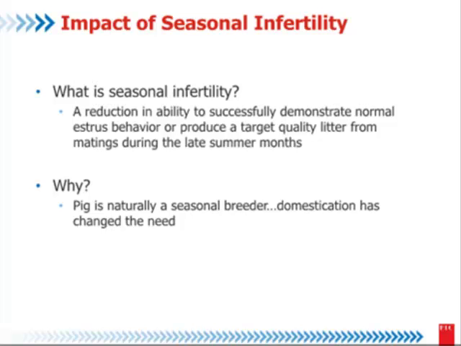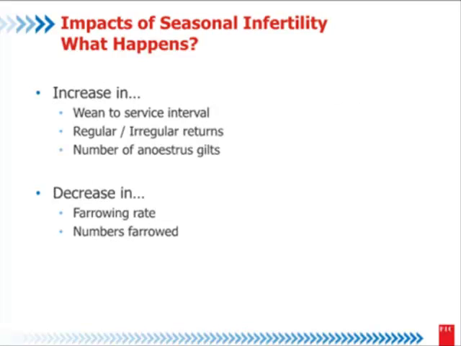But as we look at the concepts of seasonal infertility and ultimately what they result in with respect to reproductive failure, it clearly can have a negative impact on the overall rate of breeding female retention or involuntary culls going out of those farms. We see it with respect to increases in wean to service interval, irregular returns, or a larger gap between conception rate and farrowing rate, and the number of anestrus gilts that get culled out of the population before they successfully make it into the herd.